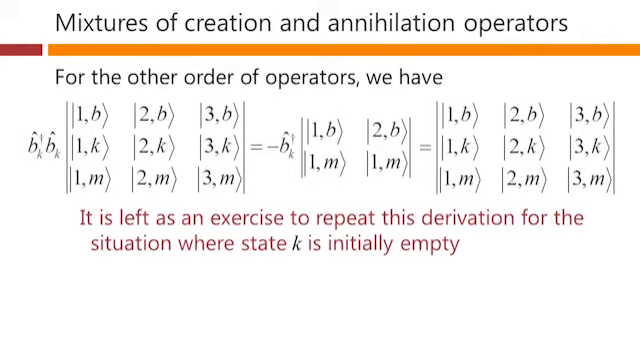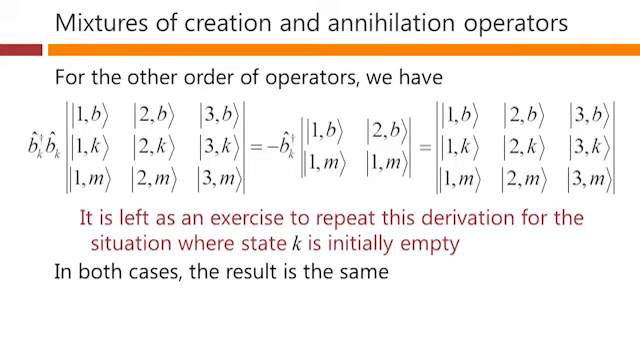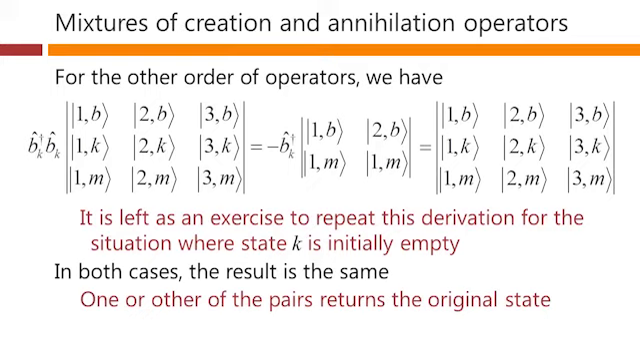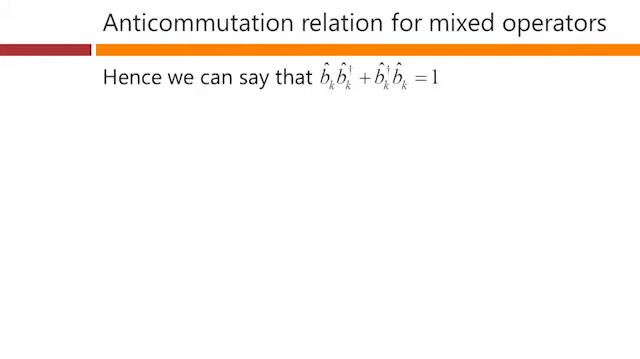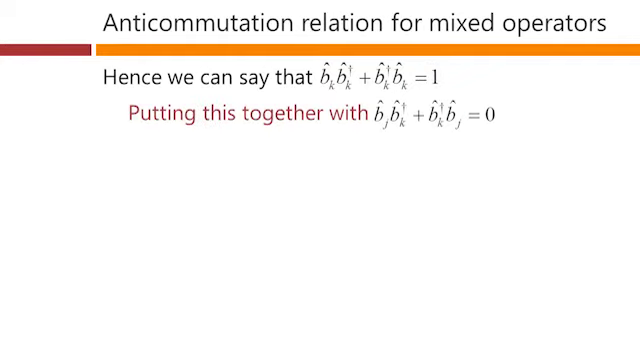So it's left as an exercise to repeat this derivation for the situation where the state K is initially empty. In both cases, the result is the same. One or other of the pairs returns the original state, and the other pair returns 0. Hence, we can say that this set of operators here is equivalent to an identity operator, which we tend to write just as 1 here.